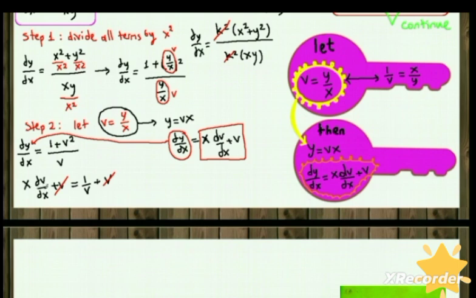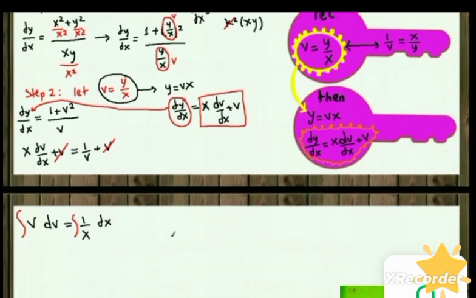So it's going to be v dv, because 1 over v goes here as in multiplication. So v dv equals 1 over x dx, because dx goes here as dx and x goes here as 1 over x. Now we are going to integrate both sides. Now our equation is separable, and we're going to apply the separable method.